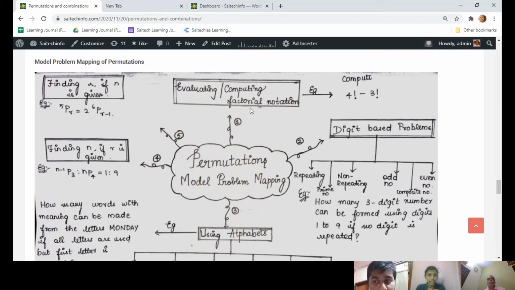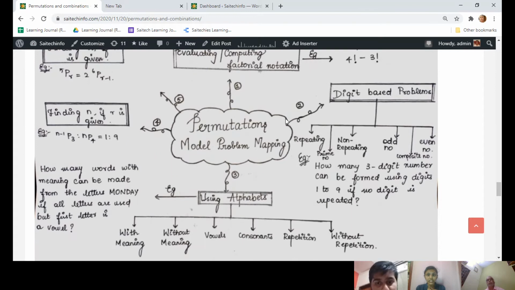The first one is evaluating or computing the factorial notation. I have given examples such as compute 4 factorial minus 3 factorial, or 7 factorial plus 8 factorial, and many more questions. And the second type of question is digit-based problems or number-based problems.